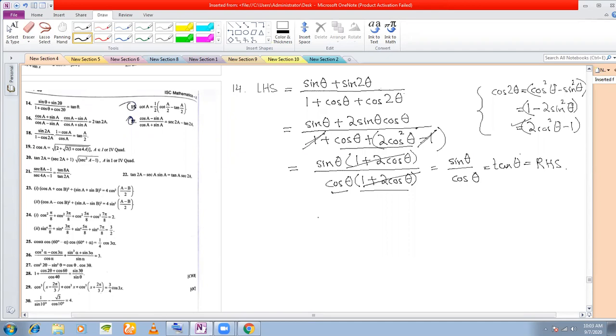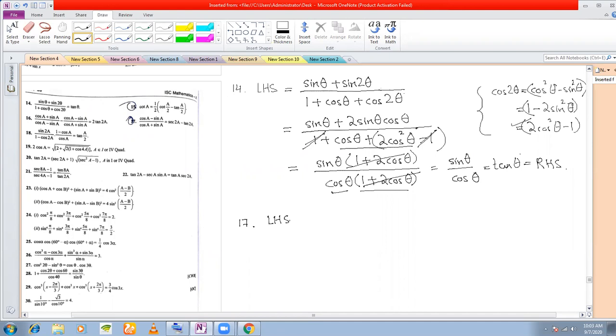Okay, so this was one. Let us now try to work out number 17. Number 16 and 17 are almost the same. For 16, you have already done a variation of this problem in your class 10. So we are going to work out number 17.